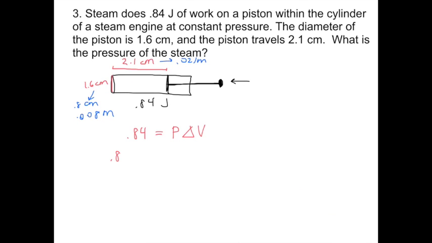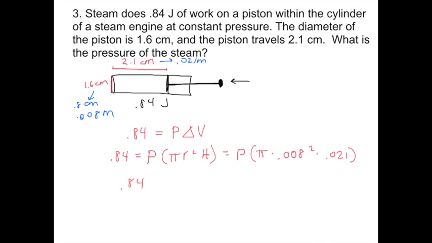So we have 0.84 equals the pressure, which is what we're trying to find. And then we have the volume of the cylinder. So the change in volume is going to be the amount that the volume decreases when it's pushed in 2.1 centimeters. So I'll write in the equation for the volume of the cylinder. That's pi r squared times h. And then if I plug in the actual numbers we have, that's pressure times pi, r is 0.008, so that's squared, times h, which is 0.021.